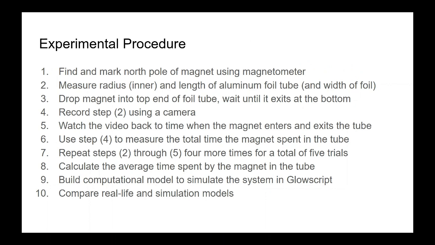We measure different dimensions of the tube, and then we drop the magnet into the end of the foil tube, record how long it takes, and average that over 5 trials. Then we build the computational model to simulate the system and compare the real life and simulation models. So just a very quick data collection video. You can see that when we drop it through the top, it falls a lot slower than what we would expect.